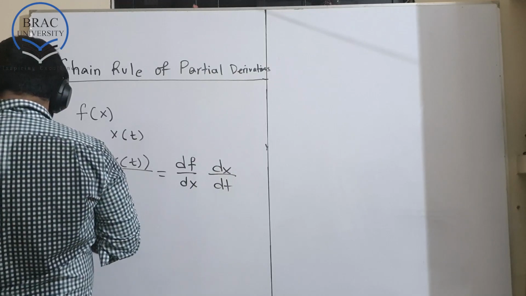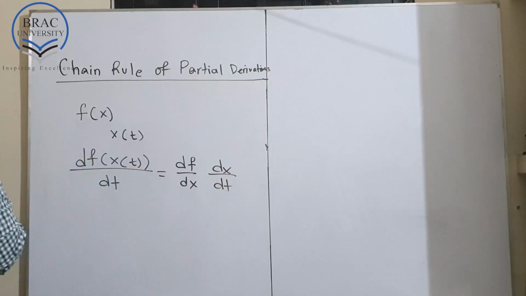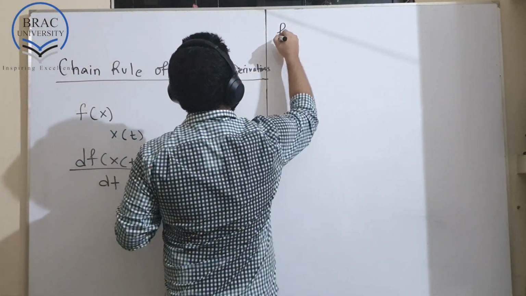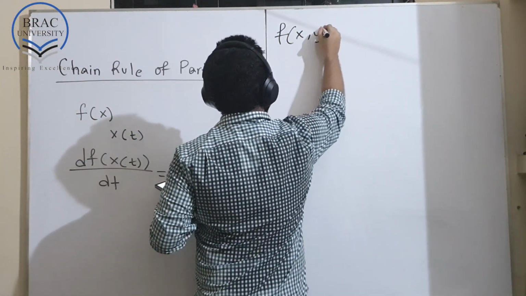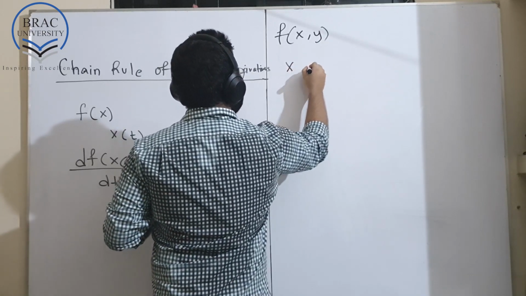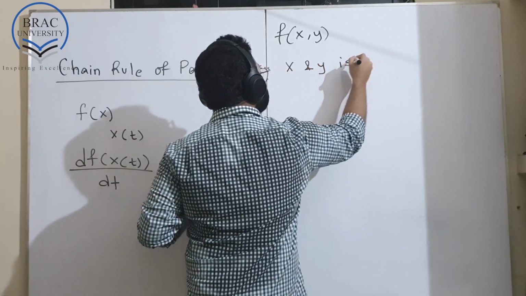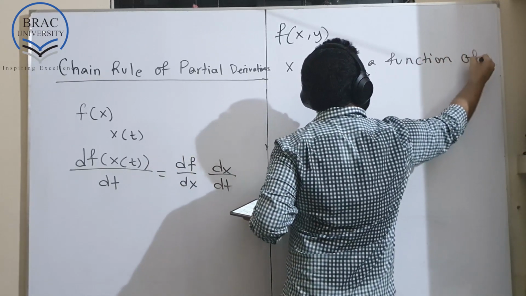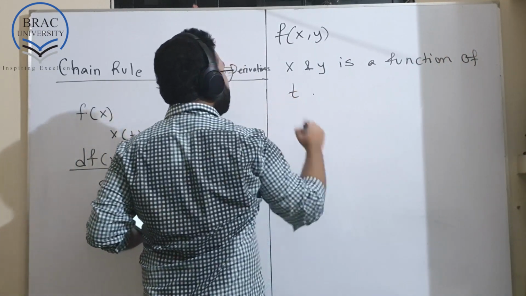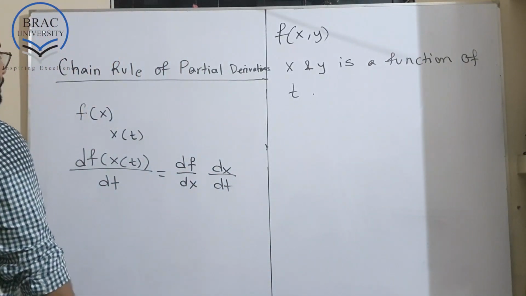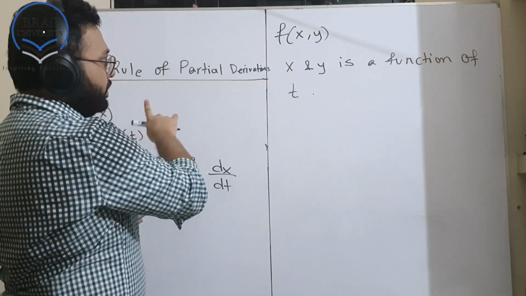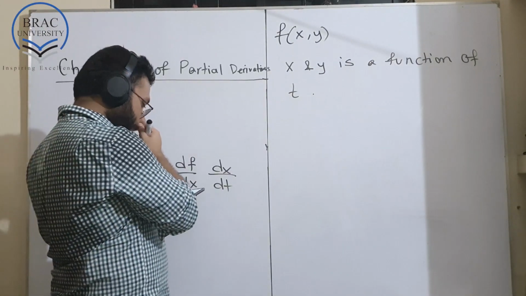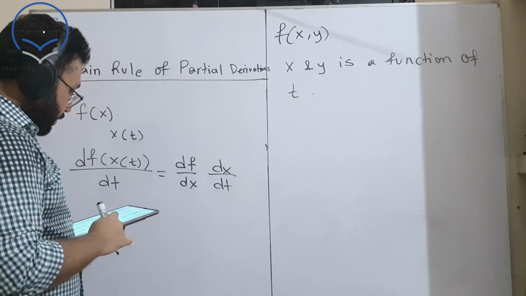So now what if we are dealing with a function of two variables, let's say f of x and y, and x and y are functions of t. In many physical scenarios this would be the case because position, the x and y position, can be a function of time t. So what shall we do in this case?